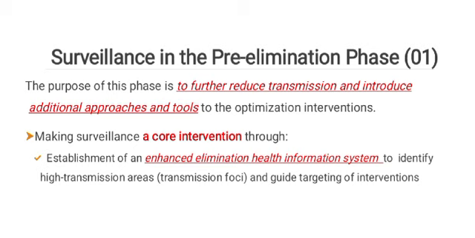Surveillance in the pre-elimination phase. The purpose of this phase is to further reduce transmission and introduce additional approaches and tools to the optimization interventions, making surveillance a core intervention through establishment of an enhanced elimination health information system to identify high transmission areas, transmission foci, and guide targeting of interventions.